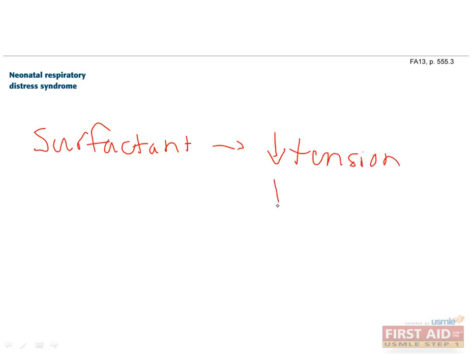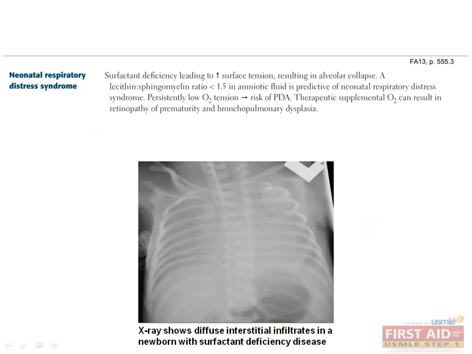Recall from the pulmonary physiology talk that surfactant, which is produced by type 2 pneumocytes, is important for decreasing alveolar surface tension, increasing lung compliance, and decreasing the work of breathing. Now, the importance of surfactants is highlighted in neonatal respiratory distress syndrome, where pathology is related to the neonate's lack of surfactant. The deficiency in surfactant due to the immaturity of the neonate's lungs leads to an increase in surface tension, decreased compliance, increased work of breathing, and alveolar collapse.